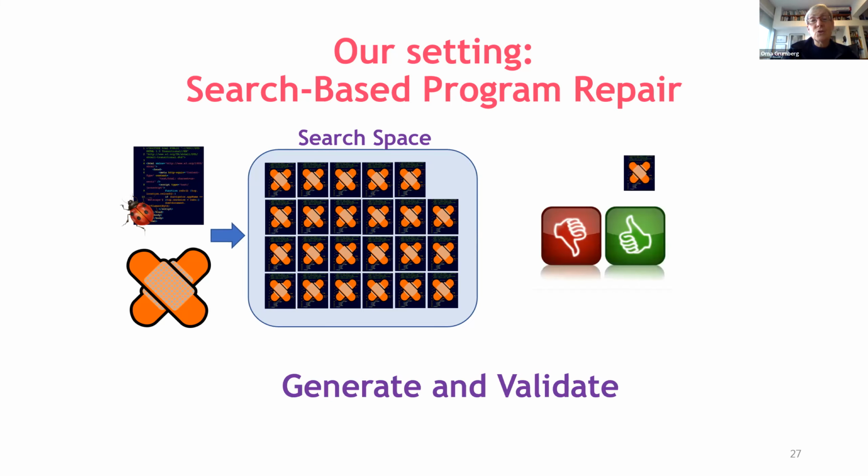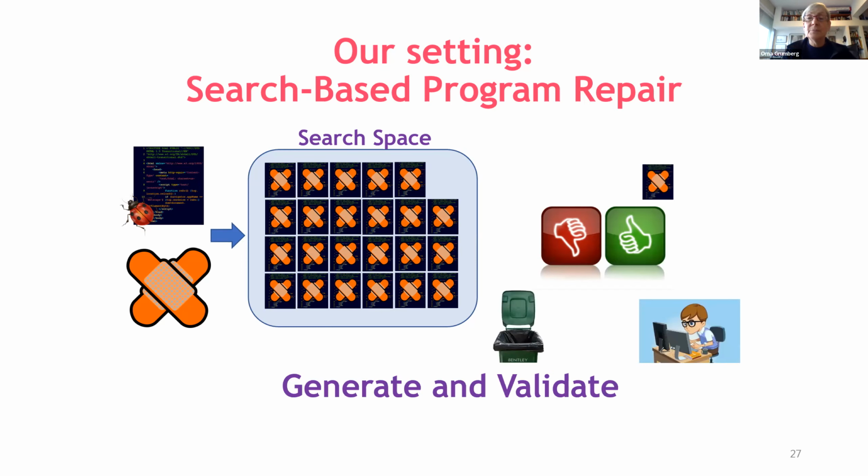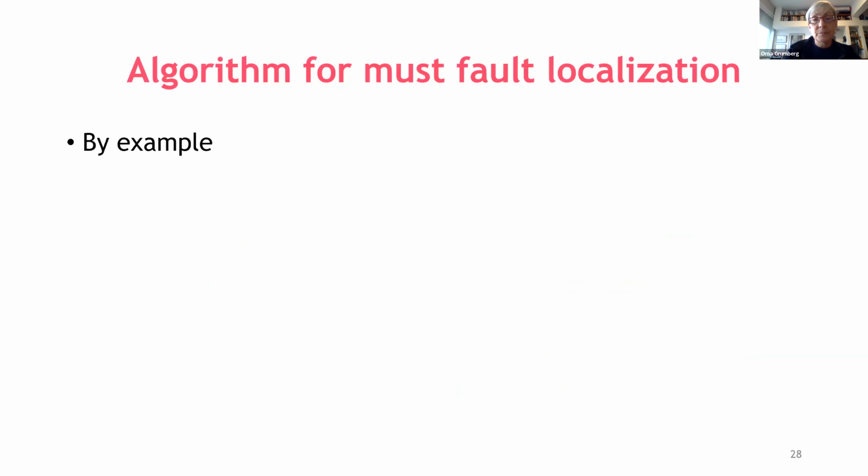We will choose from the search space one program, we validate it, and if it's true, we send it to the programmer, and if it's false, we will just eliminate it. We are not building the search space up front, but one after the other, generating and checking for validation.